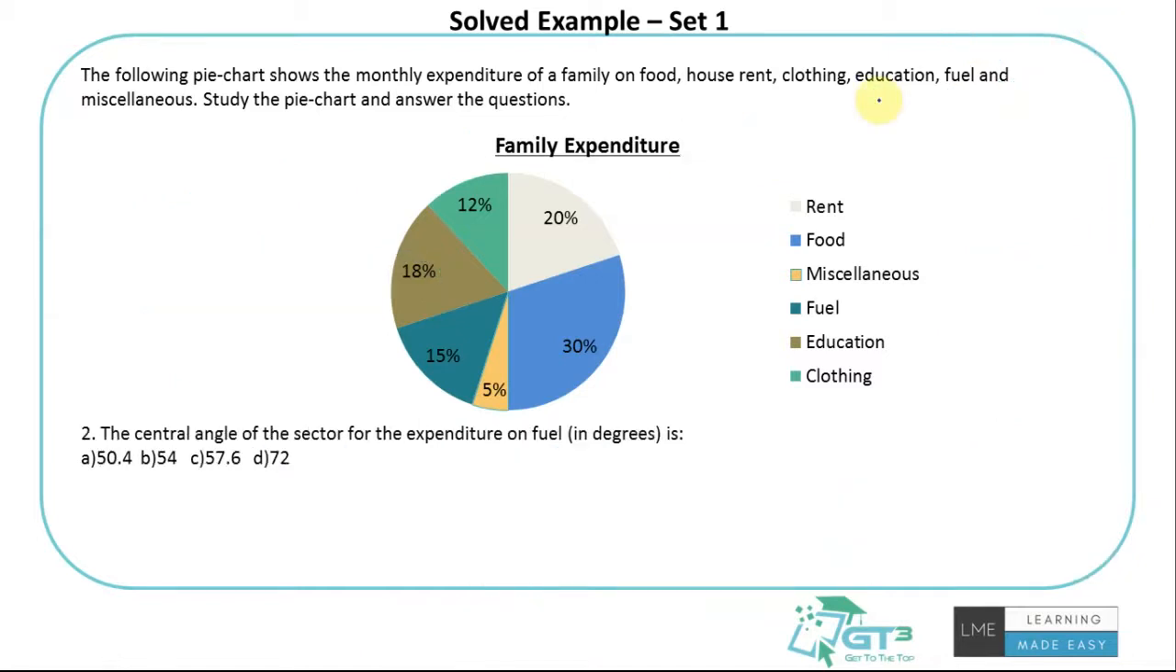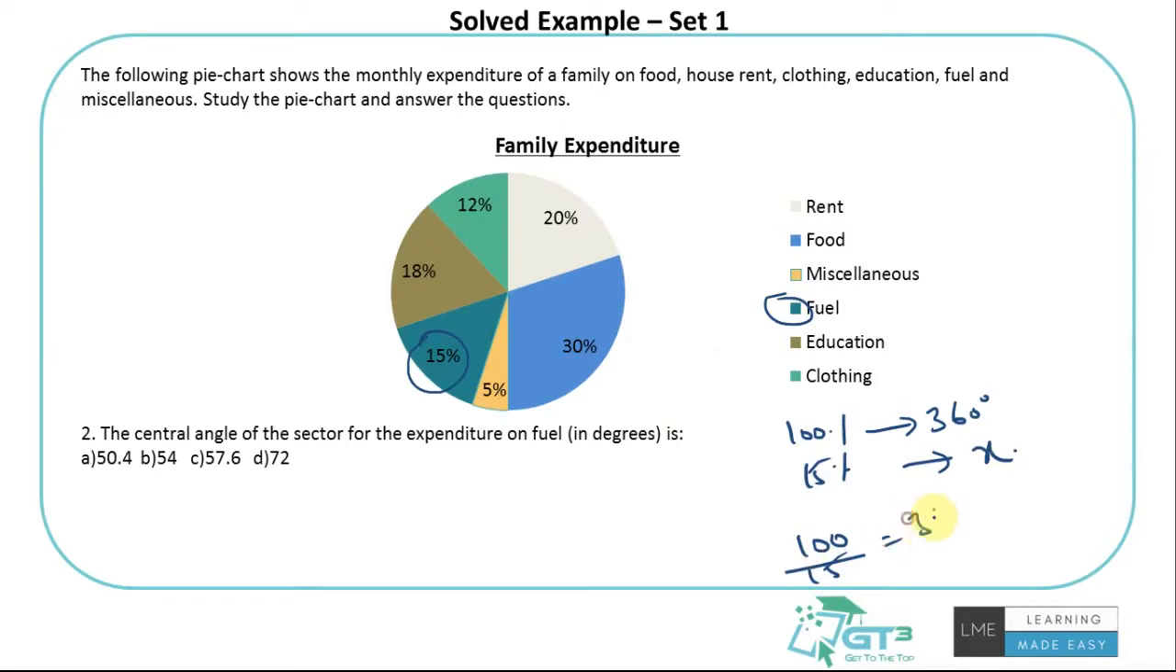The second question is talking about the central angle of the sector for the expenditure on the fuel. So I have to convert the percentage to degrees, right? I know that 100% is 360 degrees. What is the central angle for sector on fuel? Fuel is this color, so that is 15%. So I just need to know 15% equates to what angle? 100 by 15 is 360 by x.